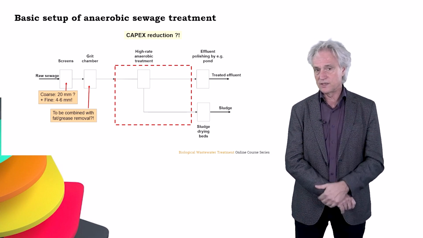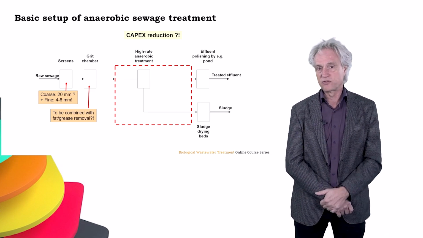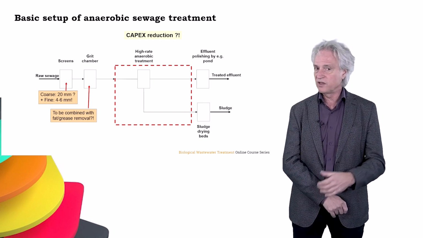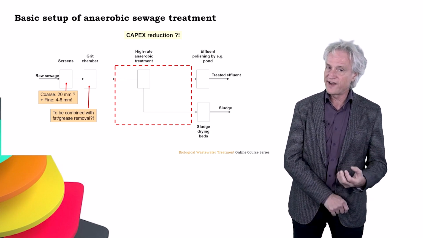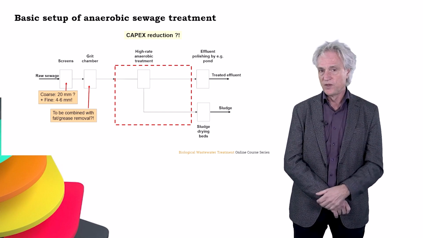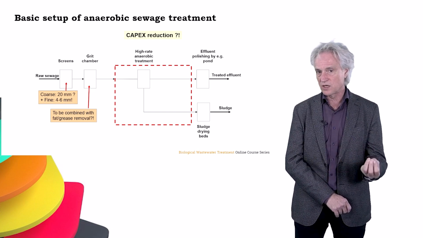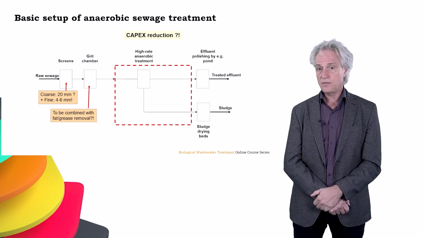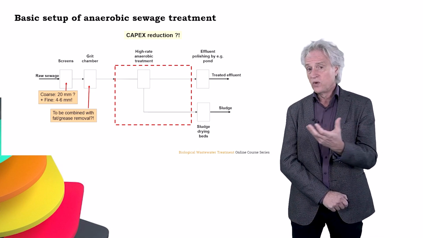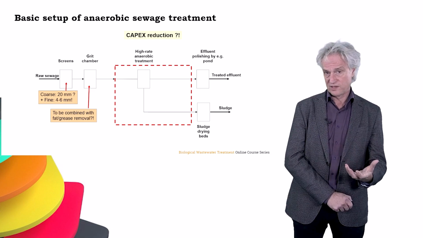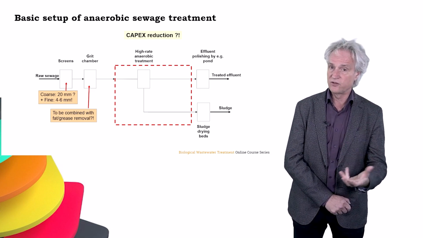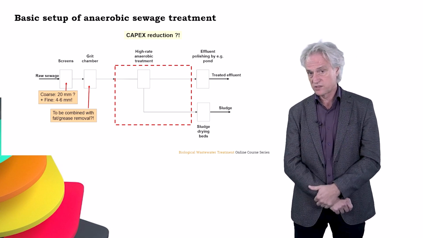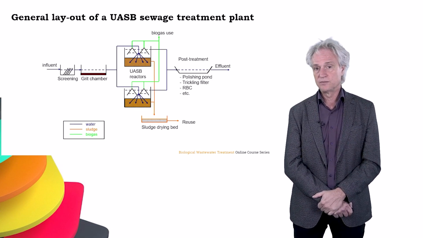Now then, the screens themselves: we have different types of screens. You have coarse screens of 20 mm, but if you have a large sewage treatment plant, it's good to equip it as well with a fine screen of 4 to 6 mm, just to prevent these small solids from accumulating in the anaerobic high rate reactor. But nonetheless, we can economize on the number of tanks. So in principle, we already have some capex reduction in the capital investment cost of a municipal sewage treatment plant.